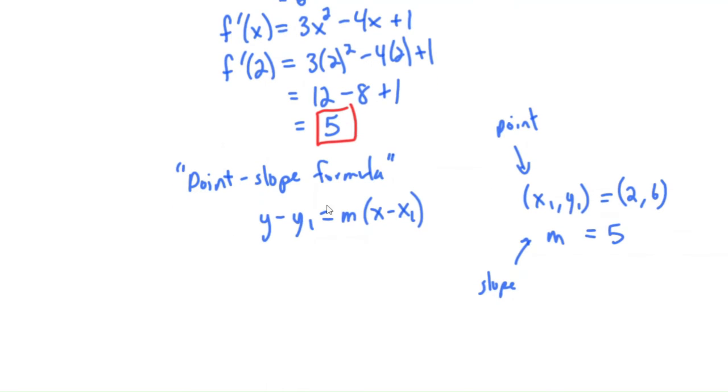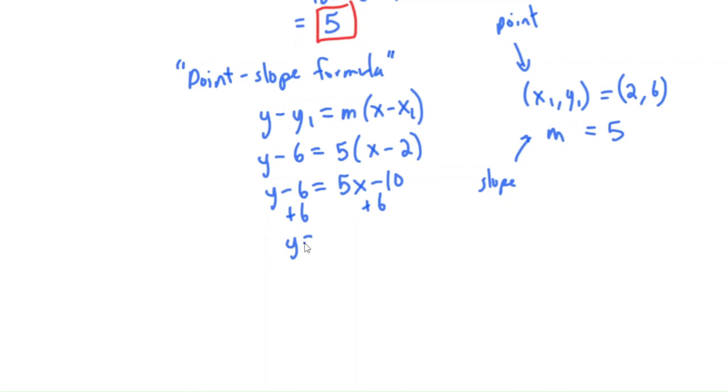Remember, we're plugging (2, 6) in for x1, y1, not for x and y. So we leave the x and y here. y1 was 6, m is 5, and x1 is 2. So y minus 6 equals 5 times x minus 2. That's our equation, but we wanted the final answer in the form y equals mx plus b. So first we distribute the 5 and get 5x minus 10. Now we add 6 to both sides. Our final answer is y equals 5x minus 4. That is the equation of the tangent line.